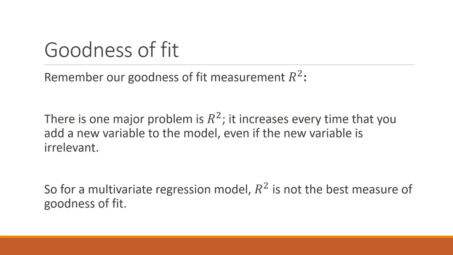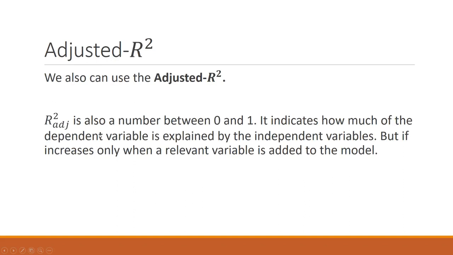So we might need an additional measure of goodness of fit that is able to accommodate this problem. We call this the adjusted R squared. The adjusted R squared is just like the R squared. It's a number between 0 and 1, where the closer you are to 1, the better your model fits the data. But adjusted R squared is constructed in such a way that it will penalize you for including irrelevant variables. So adjusted R squared only goes up if you add relevant variables to the model. We'll talk in a future lecture about how we calculate adjusted R squared, and you can see how that works.